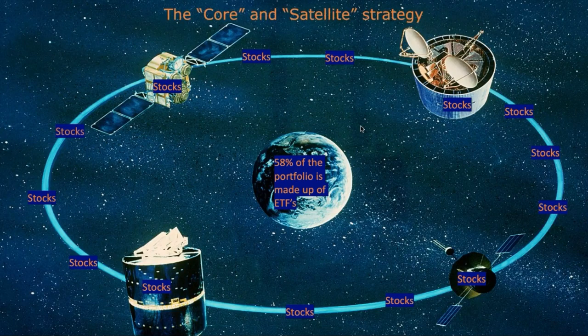So here we are, the coin satellite strategy. Now, all of a sudden, with the bonds, cash, ETFs, and the equity ETFs and stocks, we've got 58% of the portfolio that's made up of ETFs. That's quite high if we have a global crash. Okay?